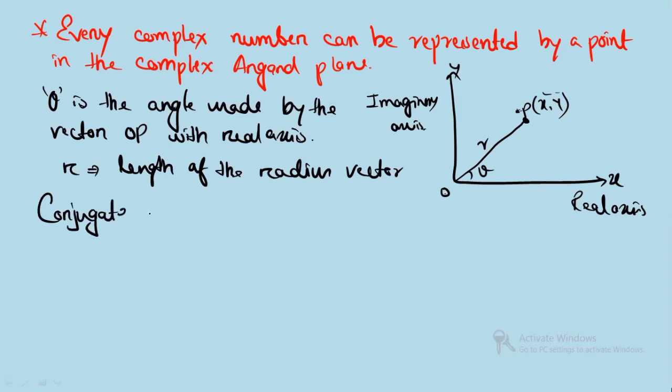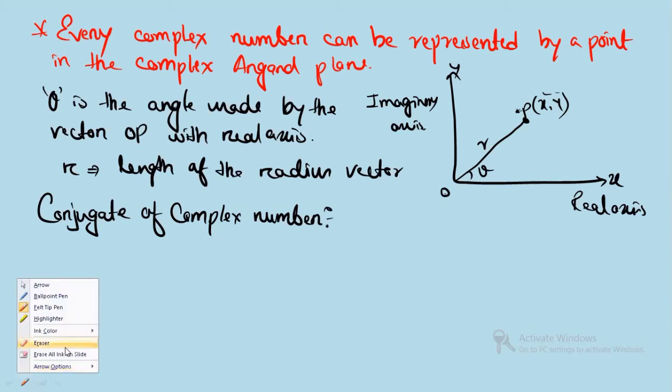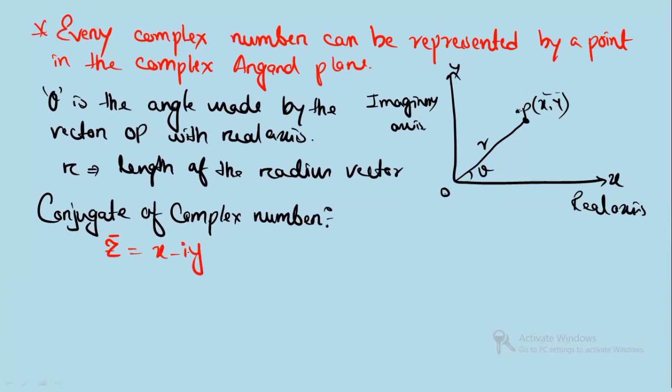Similarly, after this there is a very important topic, which we say the conjugate. Next thing that we have to see is the conjugate of a complex number. How can we get the conjugate of a complex number? The conjugate of a complex number is denoted by z bar, and it can be written as x minus iy. That means if you have a complex number z equals x plus iy, its conjugate will be x minus iy. That means the sign before i will change.